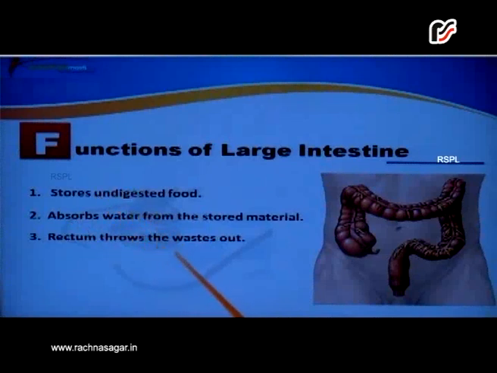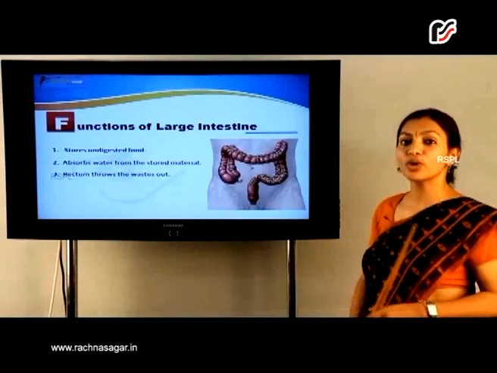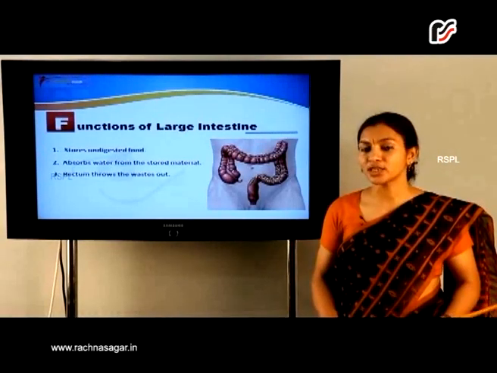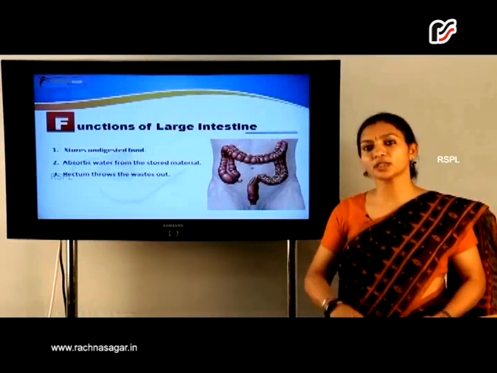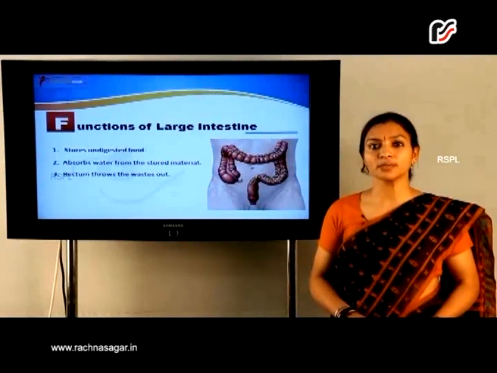It stores undigested food. Then absorption of water from the stored food material takes place, and it converts the food into feces, solidifies. Then this food is pushed into the last part of the large intestine, which is the rectum. There is one opening, the anus, which expels the wastes out. Hence, it is not only storage of waste material, it is also absorption of water and expulsion of feces.